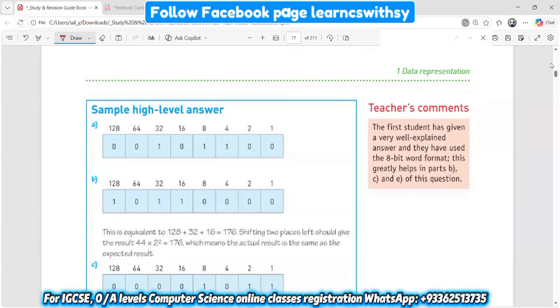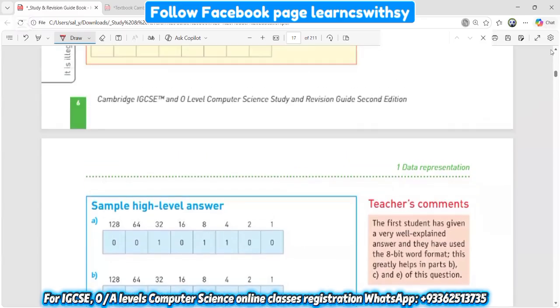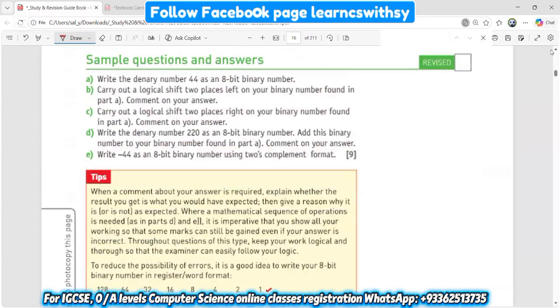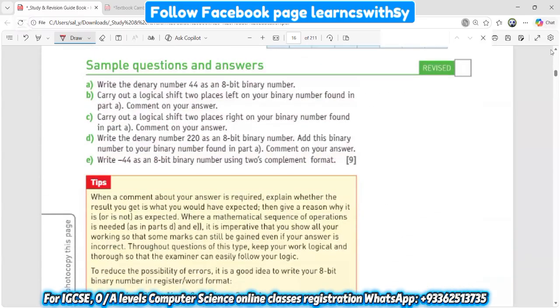But again, I suggest you attempt these activities also, which are given here as sample questions and answers. You can go through this yourself: it's a simple conversion, then carrying out a shift on the same value, and then you comment on your answer. This is what I want you to concentrate on. You all know how to convert 44 to its equivalent 8-bit binary. You all know the shifting of two places, right? And then comment.